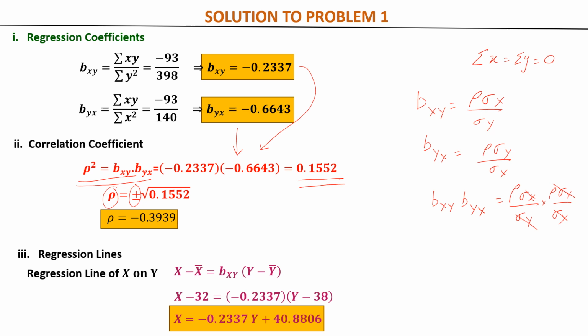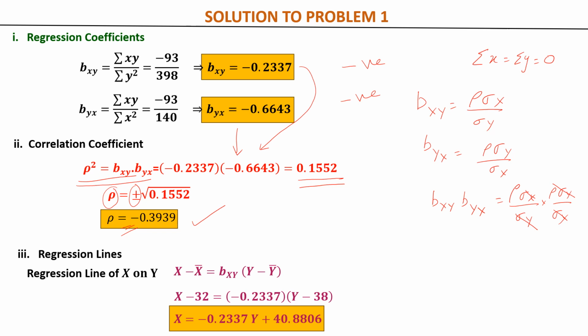Since here Bxy and Byx both are negative, our value of rho is also negative. So we have rho is equal to minus root of 0.1552, which is 0.3939. So the value of rho is this. If you have seen my previous video, we have done it using one of the methods in order to get the same rho using the direct formula that we have derived. But here we are deriving the same result using the regression coefficient.